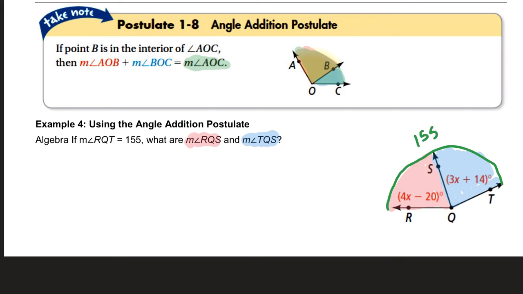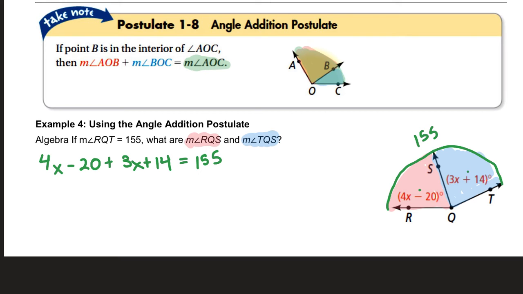So the equation I use to find x first, which is going to allow me to find RQS and TQS, is to add together the two expressions, 4x minus 20 and 3x plus 14. So I'm going to write out that entire side of the equation. 4x minus 20 plus 3x plus 14 is equal to 155. So I added together the measures of each part and set it equal to the whole measure of the angle.